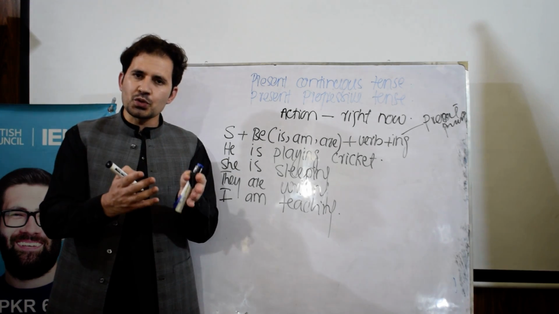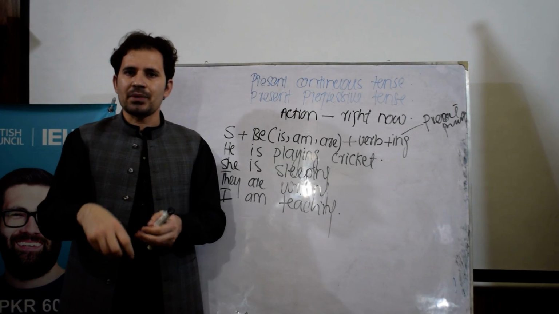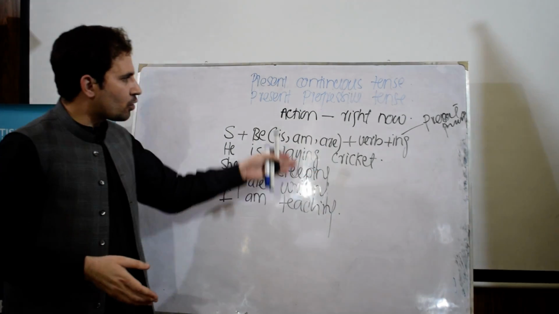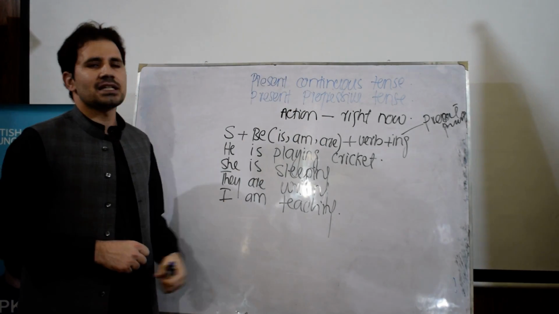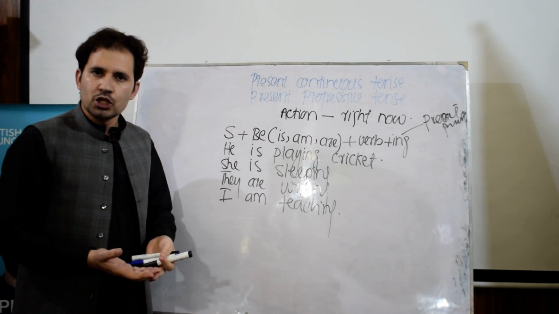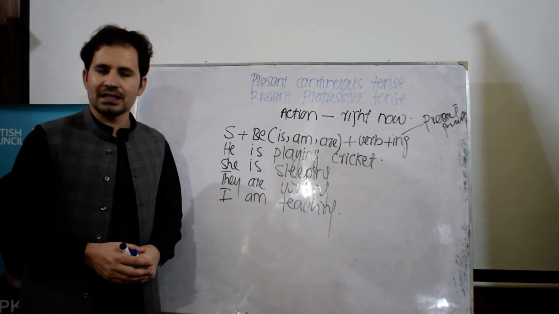So whenever you want to talk about those activities that are happening now, at this time, at the present time, then we can follow that sort of structure. We need to follow continuous tenses or progressive tense. So when you are talking about now, in the present time, we are supposed to use present continuous tense.